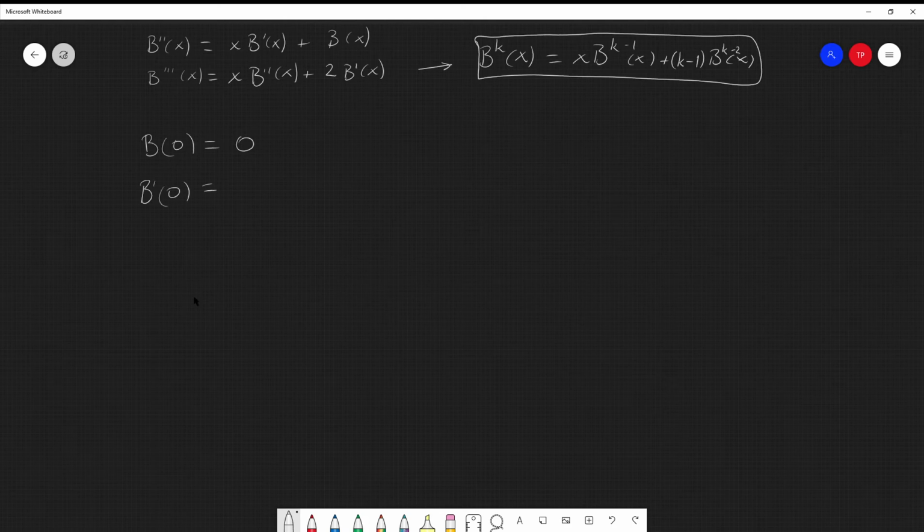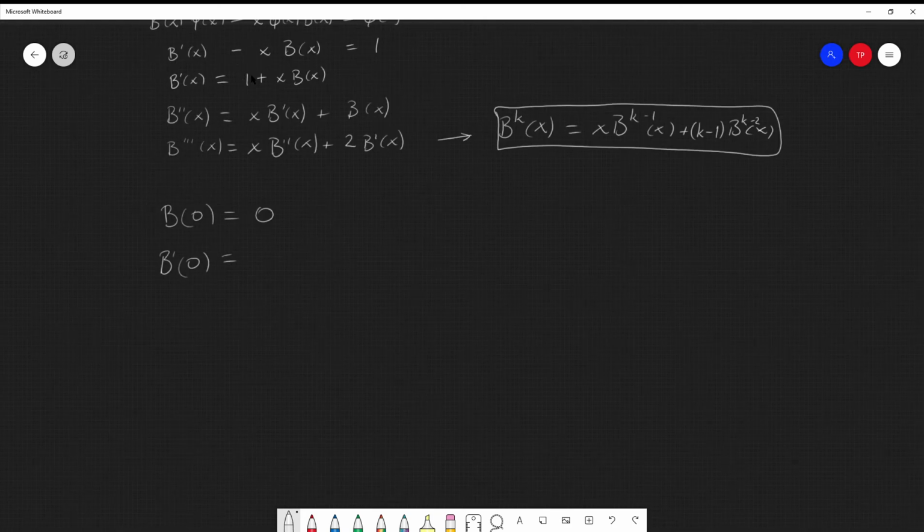So now we can go on and look at b dash of 0, and that is going to be equal to, as we saw up here, 1 plus x b of x, so 1 plus 0 times b of 0, so that's just going to be equal to 1. Then b double dash 0 is going to be equal to 0 times b dash of x plus b of x, which is b of 0, which is 0. So it's 0 plus 0, so we just get 0 there.